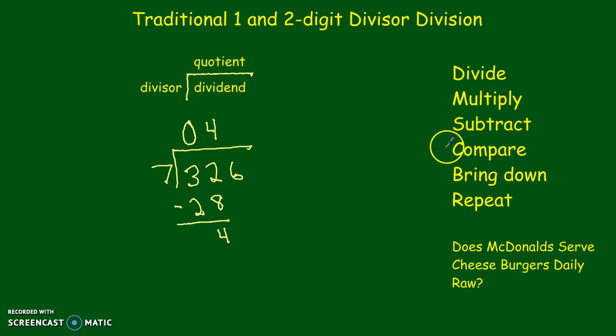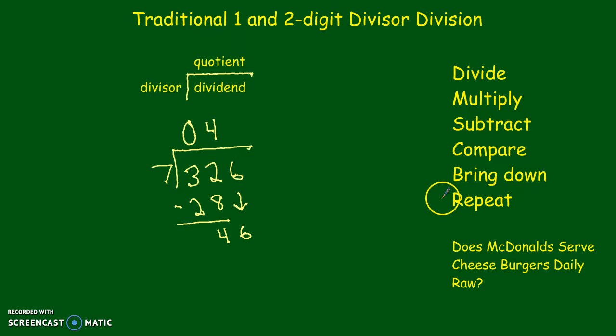After we subtract, then we're going to compare. And when we're comparing, we're making sure that this number after we subtract is smaller than our divisor. If it isn't, that shows us that we either did something wrong with our subtraction, or we might need to go back up and double check to make sure that we divided correctly and got the right number here. So our number is smaller than the divisor. So our next step is to bring down. And we're going to bring down this 6. So now we have 46.